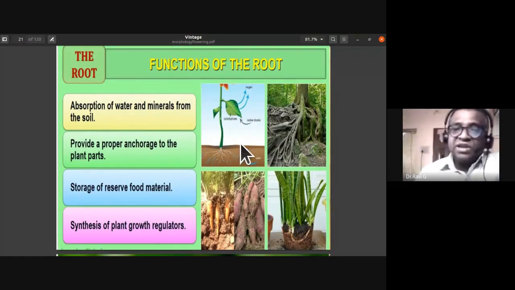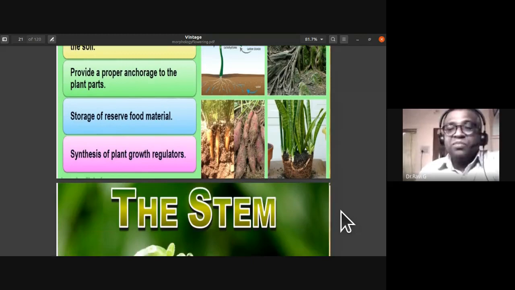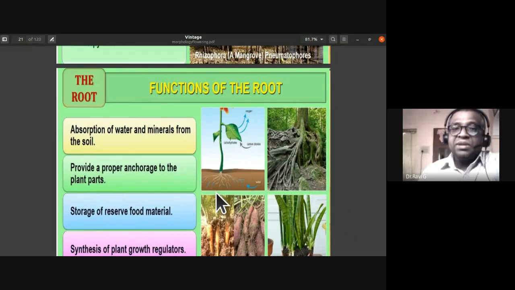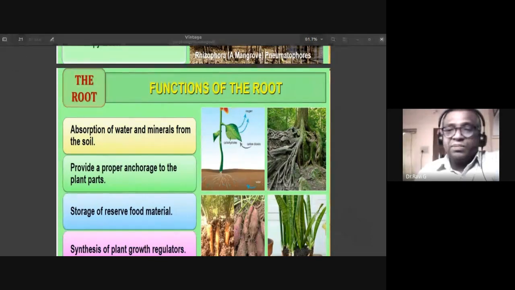You can see here different types of root systems which are involved in absorption of water and minerals. They provide proper anchorage to the plant parts, storage of reserve food materials, and they also help in the synthesis of plant growth regulators. So that is what you have to remember regarding the root system.